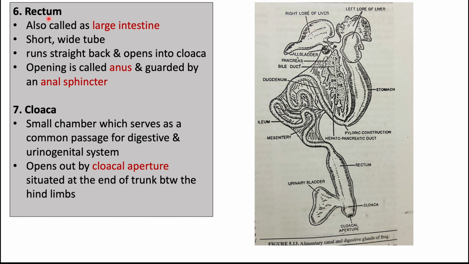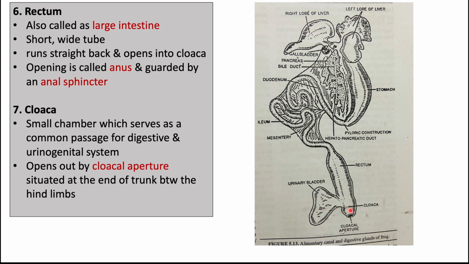The second last part of the alimentary canal is the rectum. It is also known as the large intestine. In the frog, it is short but wide. The intestine was narrow and long, but the rectum is wide but short. It runs straight back and opens into the cloaca. The opening is called the anus, which is guarded by the anal sphincter.